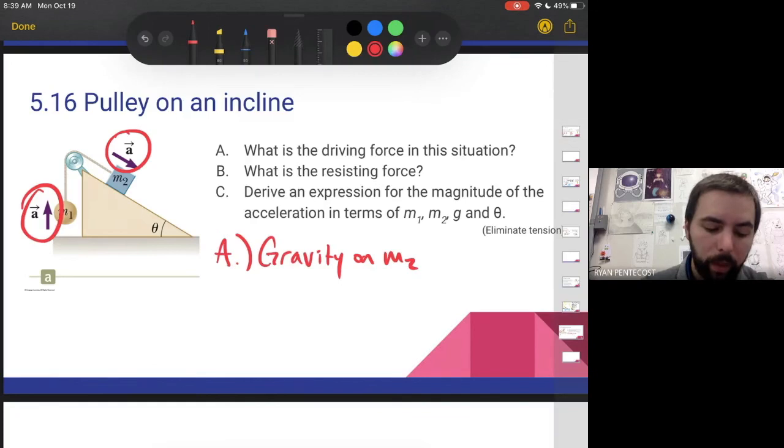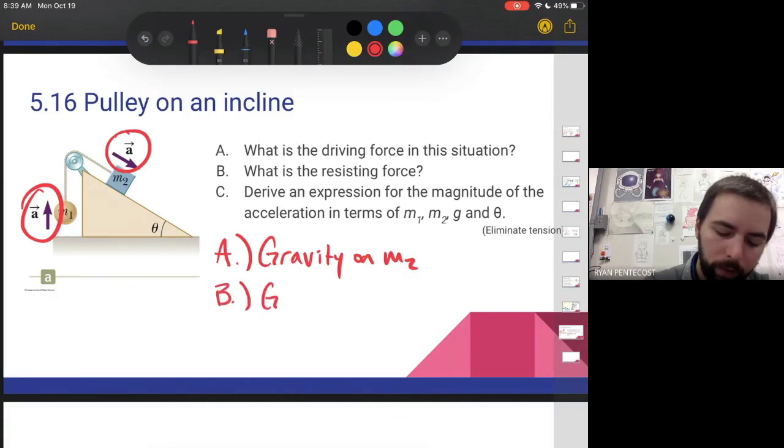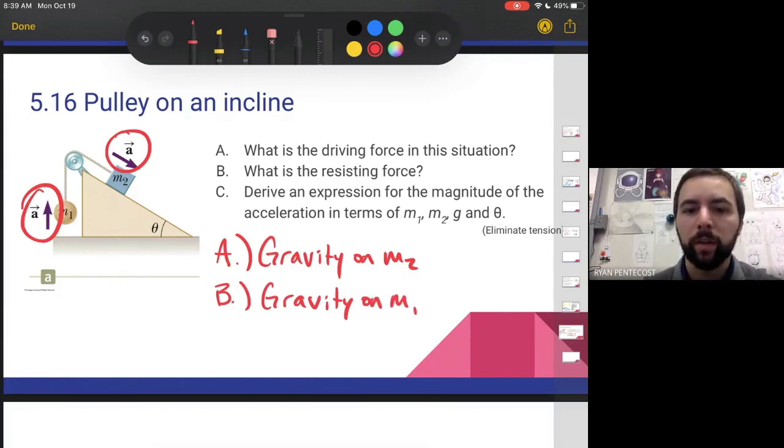Now, what is the resisting force? Well, we're probably assuming no friction, right? We haven't done friction yet. So the only resisting force would be the gravity acting on M1. So it is really gravity resisting gravity, right? Whichever mass is going to have the stronger weight is going to win.